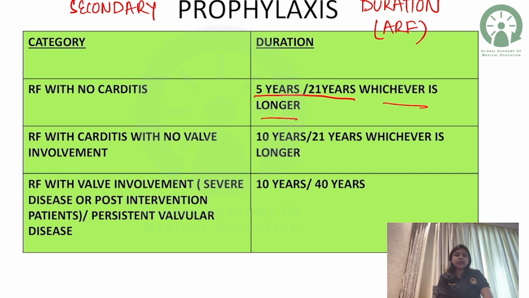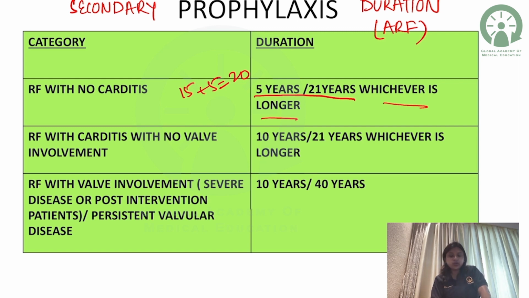Suppose I get a child at 15 years of age and there is rheumatic fever with no carditis, then I'm going to give secondary prophylaxis. 15 plus 5 is 20. So whether I'll give it for 20 or 21, the answer will be 21 years, whichever is longer.